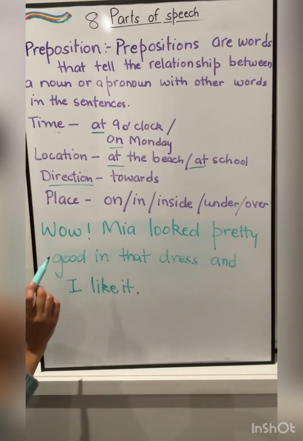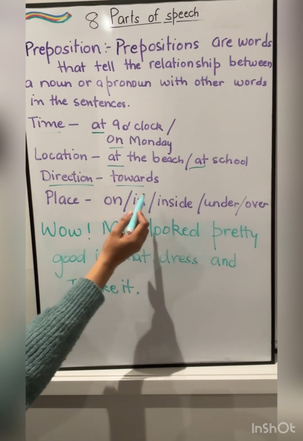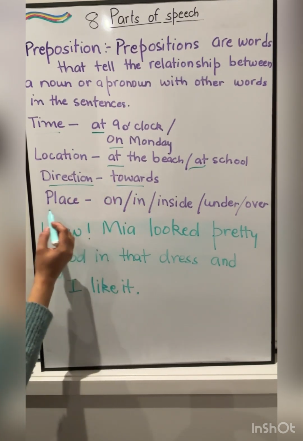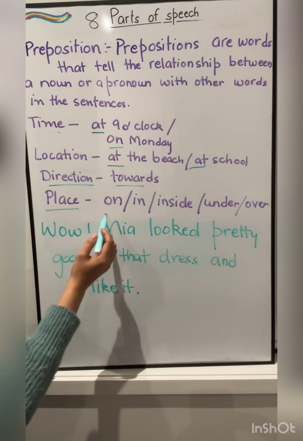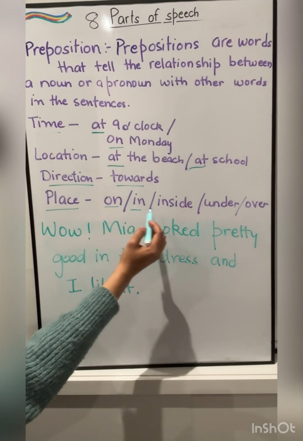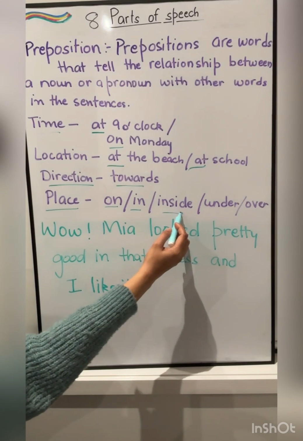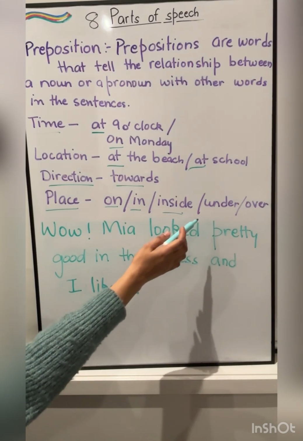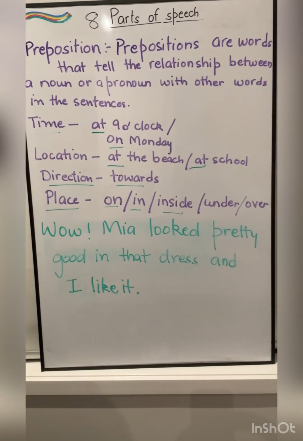Direction. Which side are you going? Are you going towards the right, towards left, straight, backwards, forwards? Then you're talking about the place. For example, are you sitting on the chair? Your stuff is in the box. You're sitting inside the room. Your feet are under the table. Your cup is over the table. These are the words that we use for place.